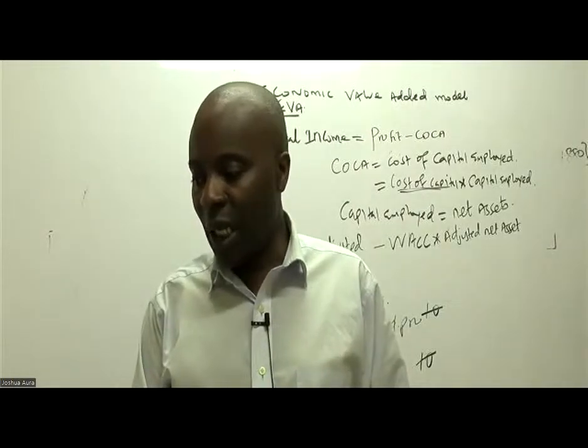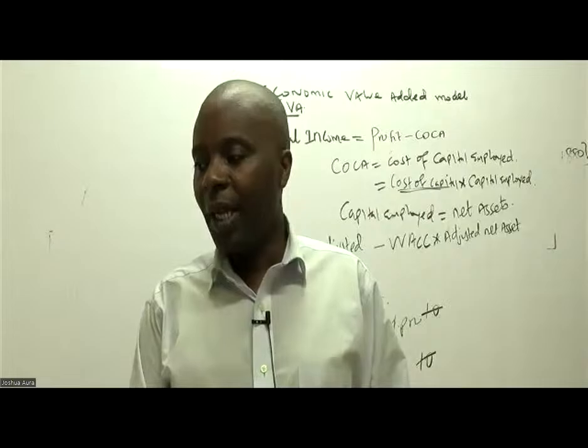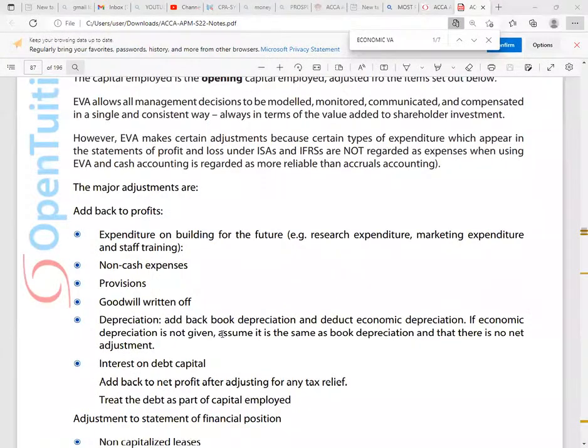And that is what this examiner is telling you here: add back book depreciation and deduct economic depreciation. If economic depreciation is not given, assume it is the same as book depreciation and that there is no net adjustment.